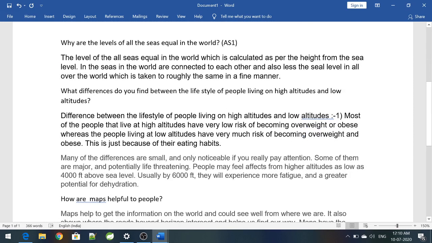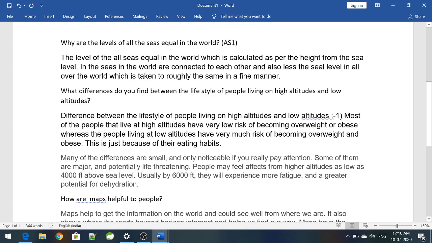Why are the levels of all the seas equal in the world? The level of all seas is equal in the world, which is calculated as per the height from the sea level. All the seas in the world are connected to each other, and so the sea level all over the world is taken to be roughly the same.